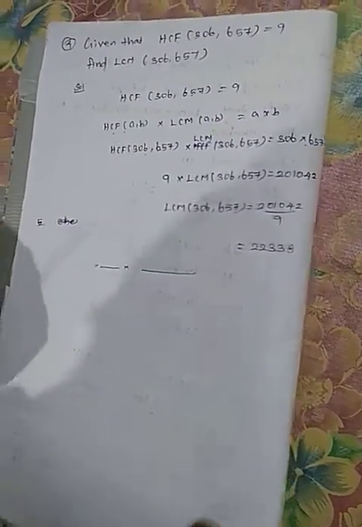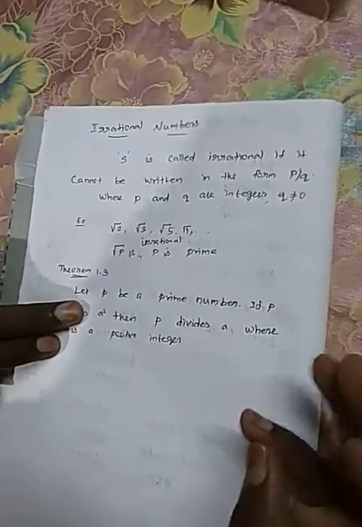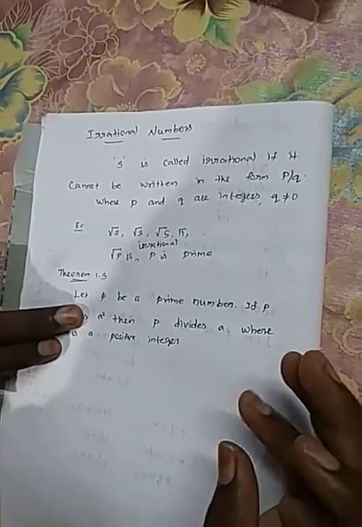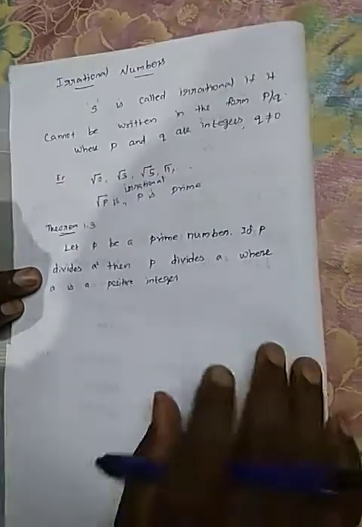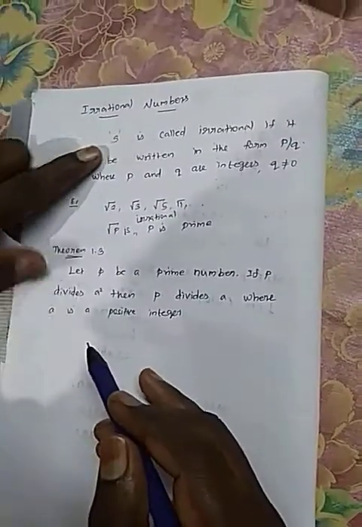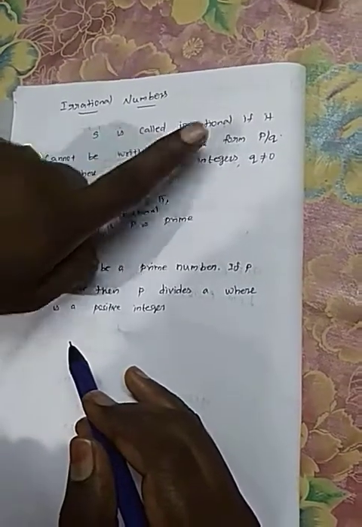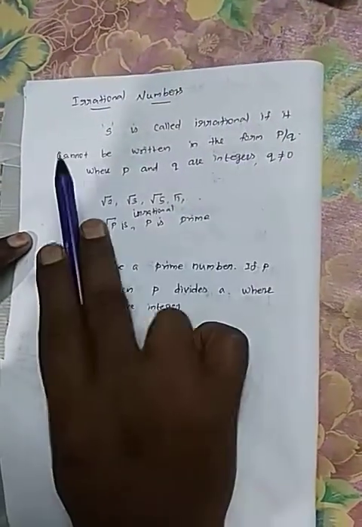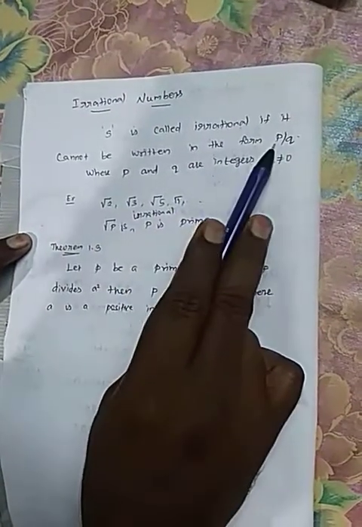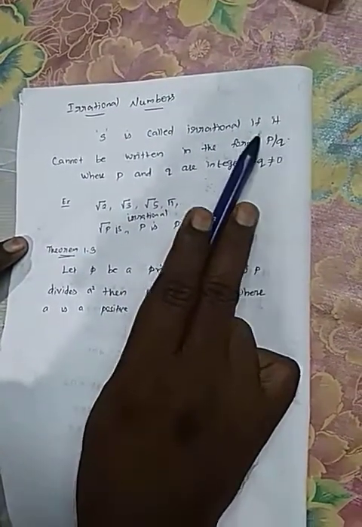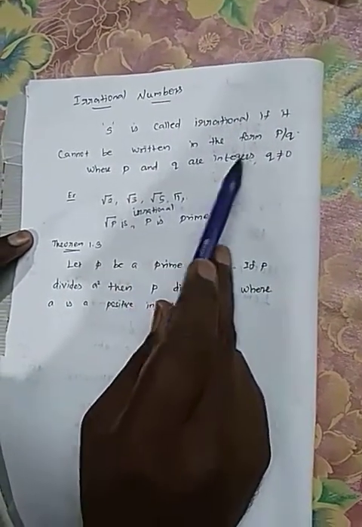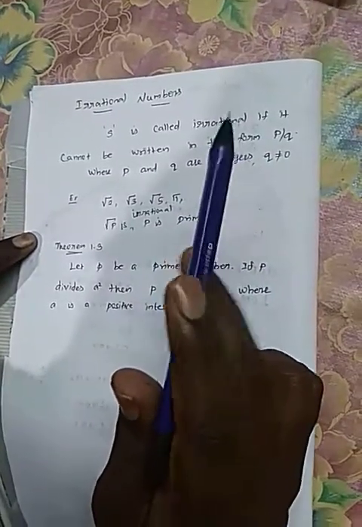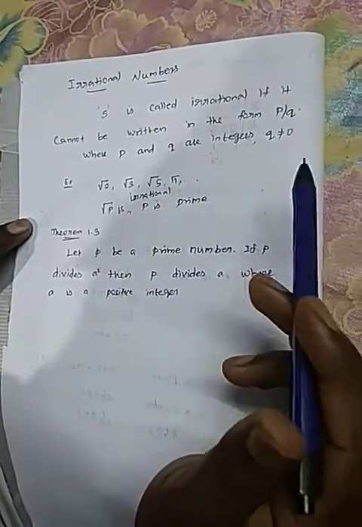Next topic, irrational numbers. Already you know the number system, real numbers. In the real numbers there are irrational, rational, whole numbers, integers, natural numbers. Irrational numbers: the notation is S, called irrational. A number that cannot be written in the form p by q. What is p by q? It is the rational number format, p by q, where p and q are integers. So if a number is not a rational number, that is an irrational number.